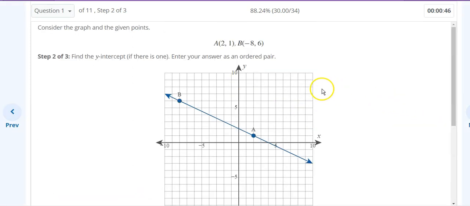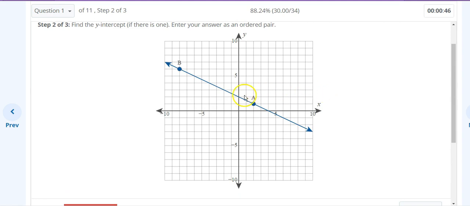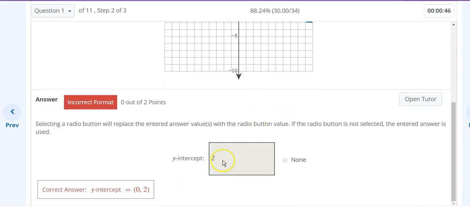Now, they're also asking me for my y-intercept. Well, my y-intercept right there is 2. Now, in some programs, the software, they want you to write the y-intercept as 2, which is what I did. But they actually wanted it in its formal form here, (0,2), which is what they're saying here.